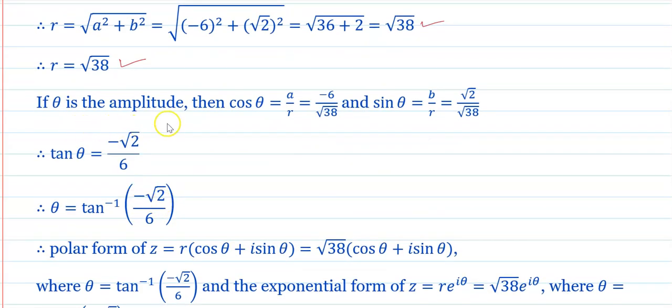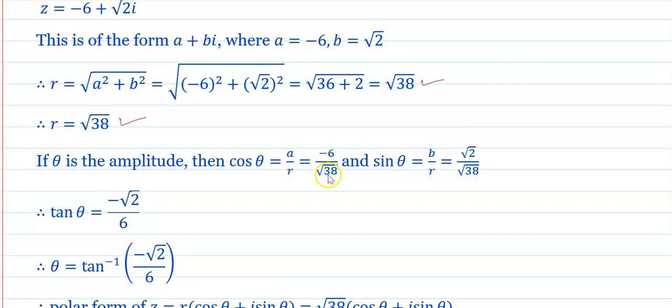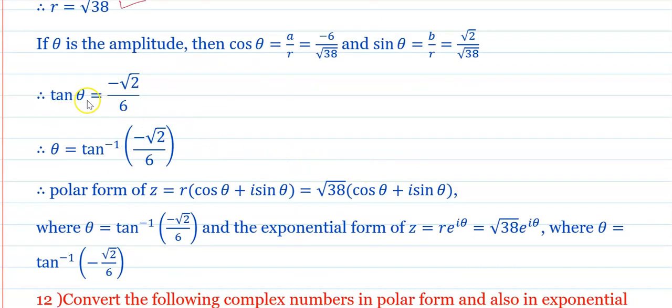If theta is the amplitude, then what about cos theta? It's a upon r. a is equal to minus 6 upon root of 38. Sin theta is b upon r. b is root 2 upon root of 38. And tan theta is equal to minus root 2 upon 6. Therefore, theta is equal to tan inverse of minus root 2 upon 6.